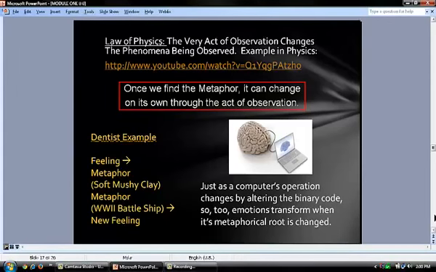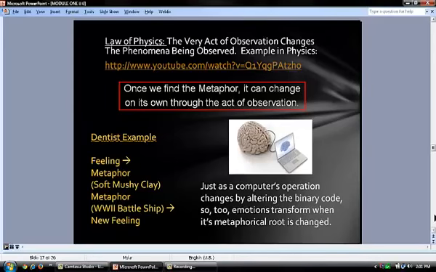There's a law in physics, and there's a link here to a video that demonstrates this physical law if you want to know more. But there's a law in physics that states the very act of observation changes the phenomena being observed. Let me say that again. The very act of observation changes the phenomena being observed. There is a specific succession of questions, a step-by-step procedure for slowing down the perception of time to first capture the image, and then another series of questions that facilitates change while the metaphor is under observation.